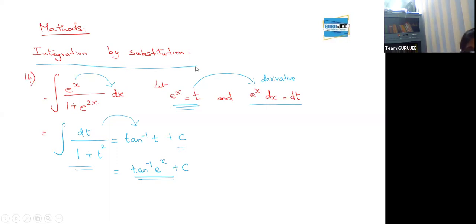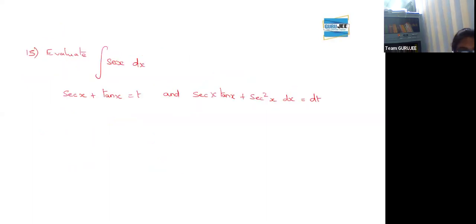Next one. I hope I am not overloading you. Second problem, evaluate integrand sec x dx. This is method number 2. When sec x dx comes, take sec x plus tan x equal to t. Let us assume sec x plus tan x is equal to t.